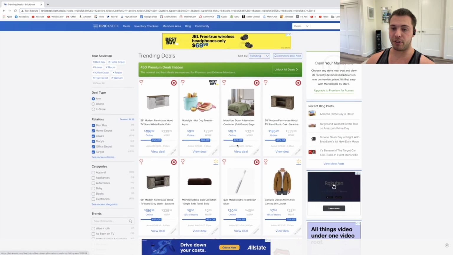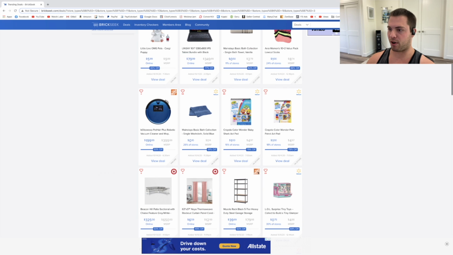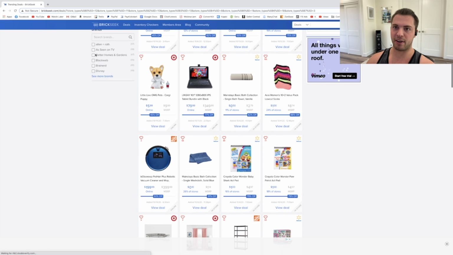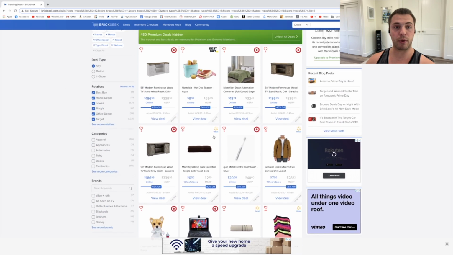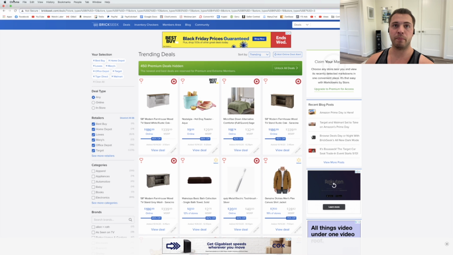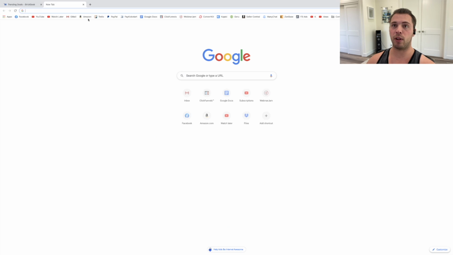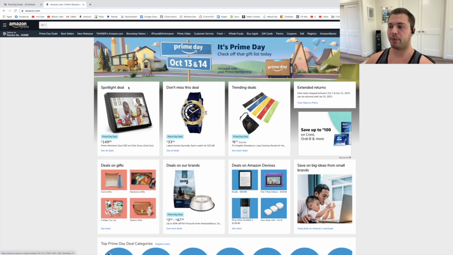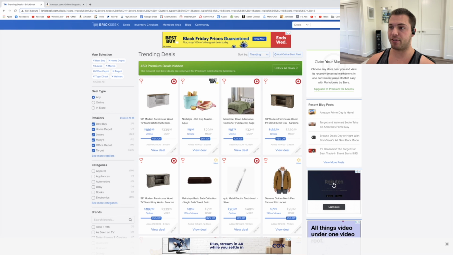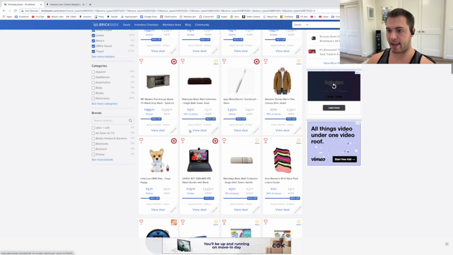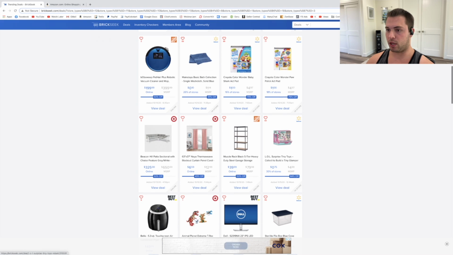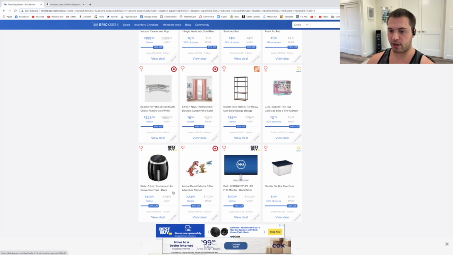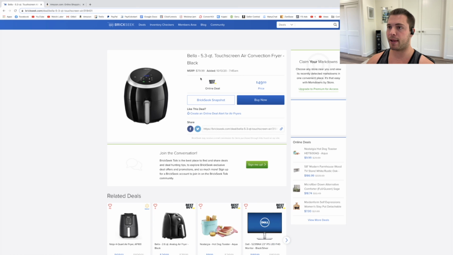So what I would do, and again, if we didn't want to see products like the couch, we can go and select certain categories, so we would not see that. But what I'd do is I'd go over and I'd pull up Amazon. And what I would do is I would take a certain product. So let's say I want to look at this product right here. So what I'm going to do is I'm going to click this. It's from Best Buy. We see the price here is $49.99.